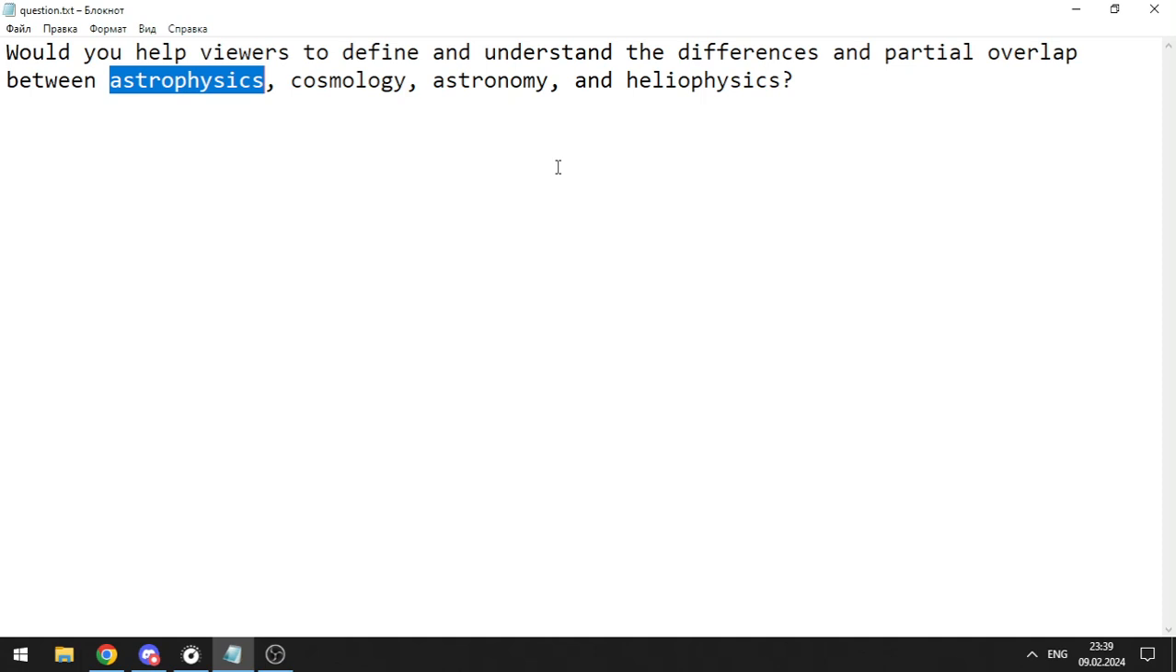So it's basically a kind of mixed science in the sense that it has to use both physical methods, like theoretical and experimental physics, and also chemistry, and also mathematics, like theoretical mechanics, things like that.